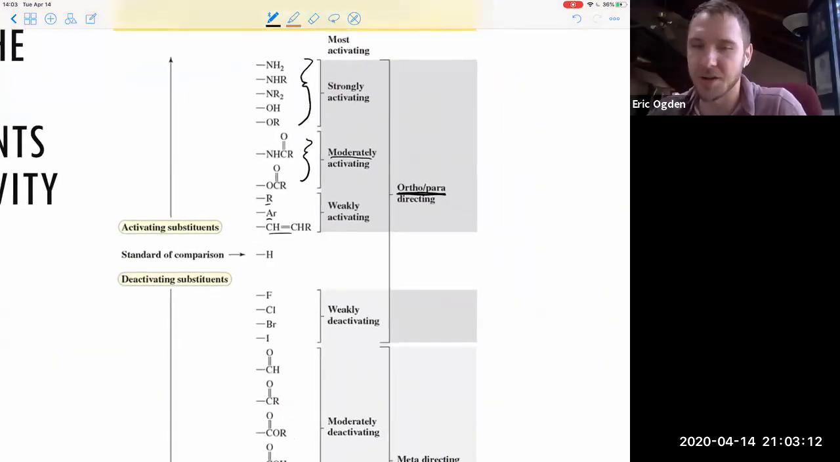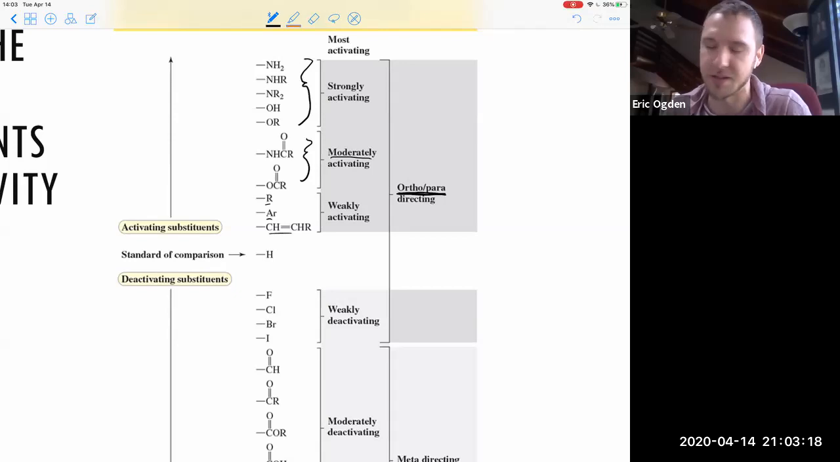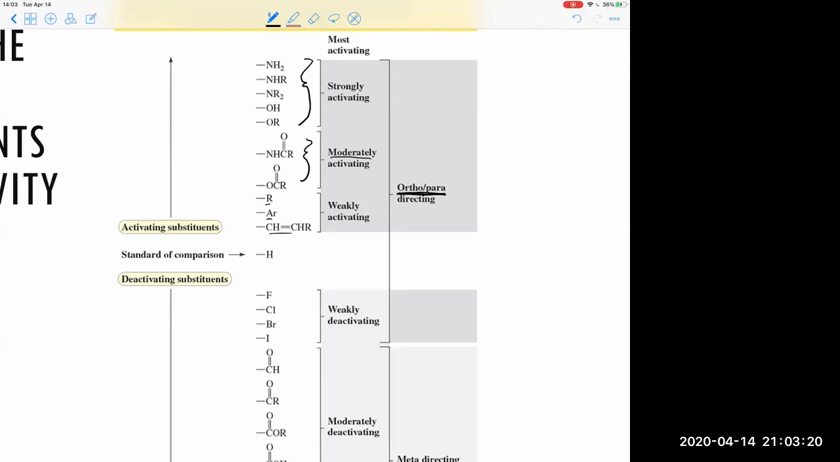So kind of just a general rule of thumb, if you want to see if something is activating or deactivating, you can just draw the resonance contributor. If there's a negative charge bouncing around that ring, that means it's activating. If there's a positive charge bouncing around that ring, that's deactivating.